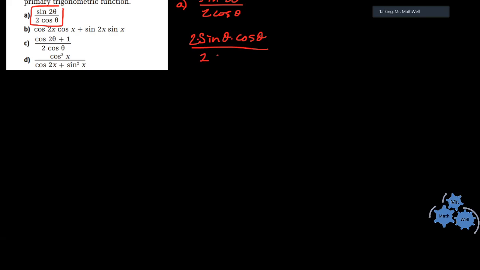Now, if I write 2 cos theta on the bottom, what you can see there is that we have a 2 as a factor on the top and the bottom. We also have a cos theta that's a factor on the top and bottom, so I can get rid of those. And then I have sine theta, that's what's left over. So it looks like 5a can be rewritten as sine theta.